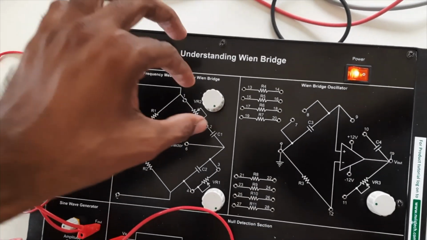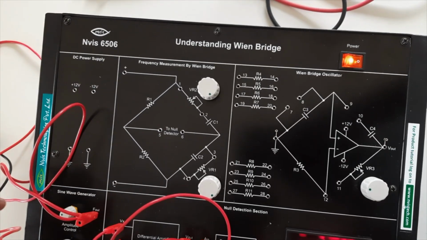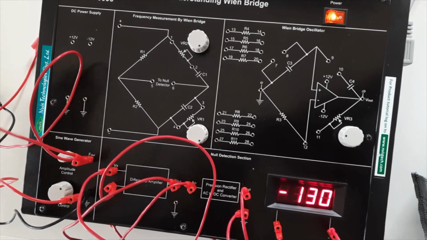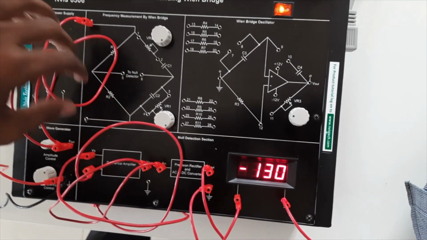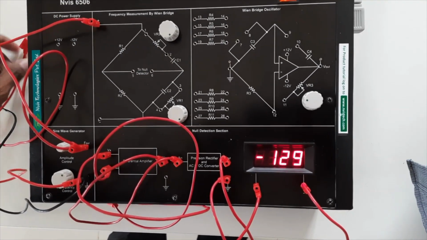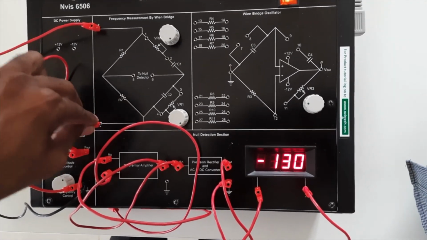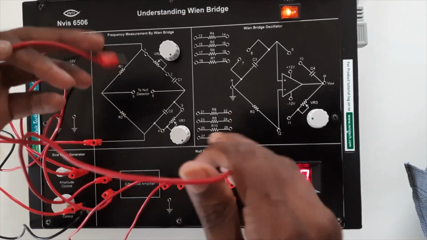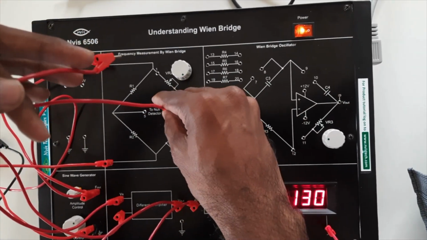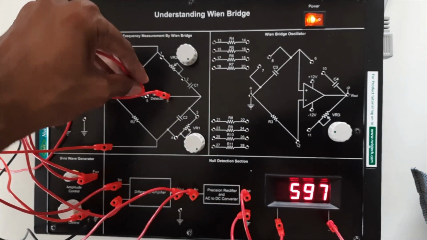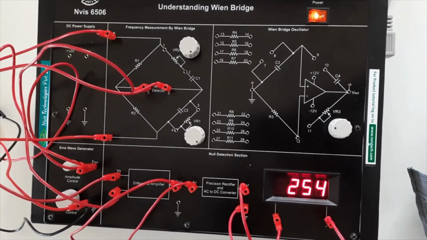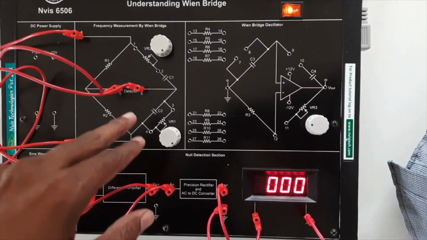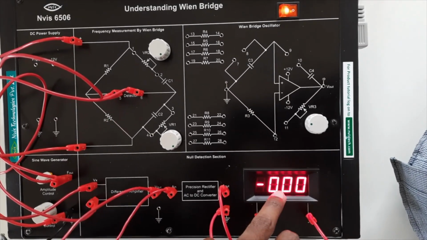So after setting this resistance value and as well as this frequency value, now once again make the connections. Give the supply to the input of Wien bridge and take this null detector outputs from Wien bridge. Okay, so now as the bridge is already balanced, it is displaying 0.